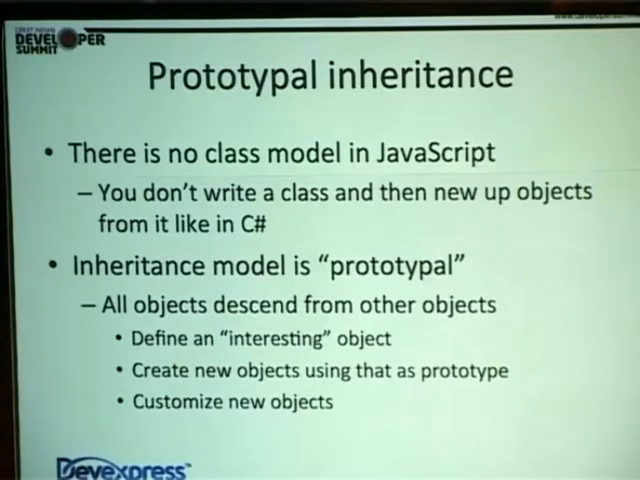So you don't write a class. You don't then create new objects from it, just like in C#. The inheritance model in JavaScript is prototypal, as it's called. All objects descend from other objects or inherit from other objects. Essentially, the way it works is you define some interesting object, some properties, it has some methods, it has this, that, and the other, and then you create new objects based upon that prototype. So you create a prototype object, and then you create other objects based on it. And then you customize your new objects if you need to.